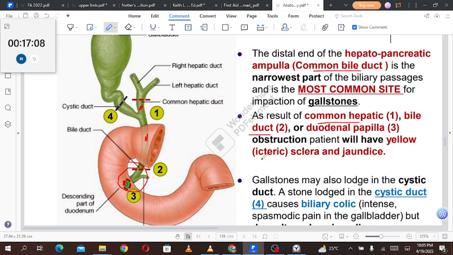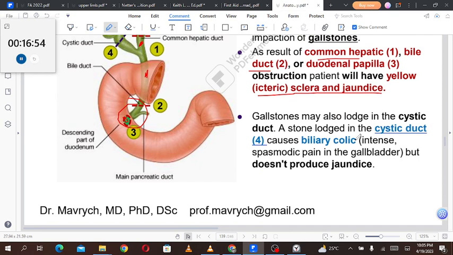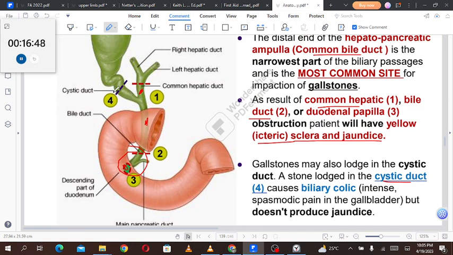In obstruction, the patient will have yellow or icteric sclera and jaundice. So there will be jaundice if the biliary duct flow is obstructed, and that jaundice will be due to direct hyperbilirubinemia. A gallstone may lodge in the cystic duct. Okay, so where have they shown it? On number 4. So there is maybe a stone that is lodged in the cystic duct over here.